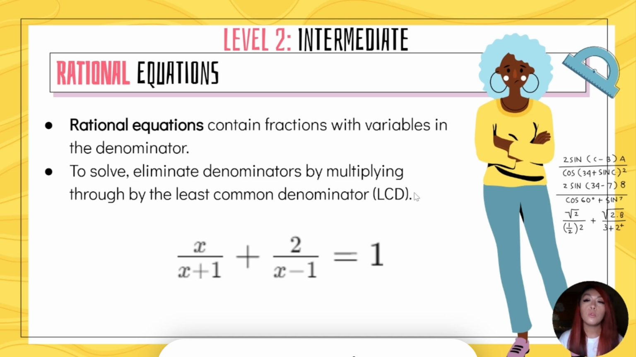In Level 2, we'll look at rational equations. Rational equations contain fractions with variables in the denominator. To solve, we want to eliminate the denominators by multiplying by the least common denominator.